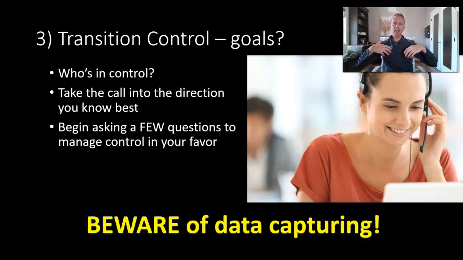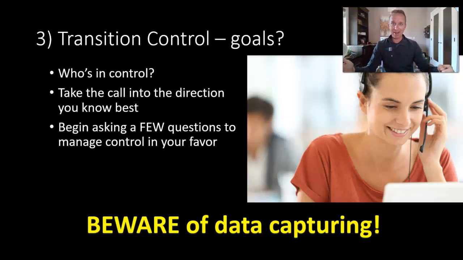Because you don't want to get into that early in the call. We're talking here within the first 30 to 60 seconds. That's where the transition usually takes place. You don't want to be asking data capture questions that early in the call process. It's going to come off very off-putting.